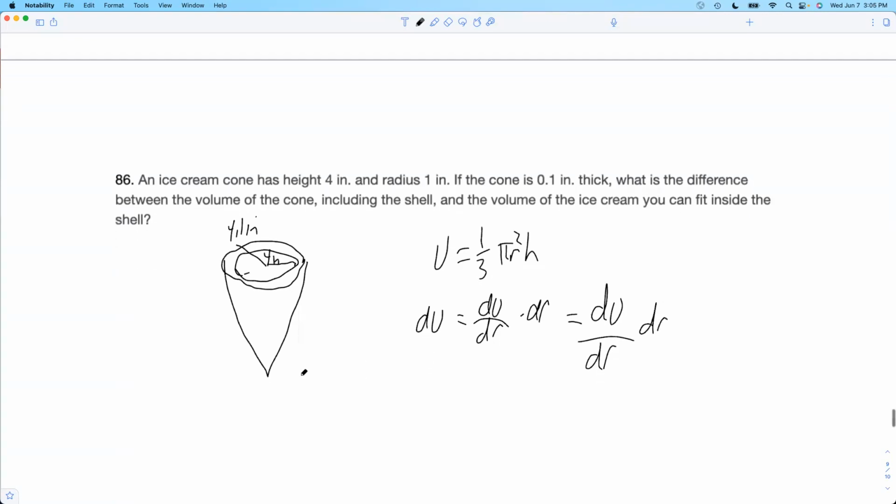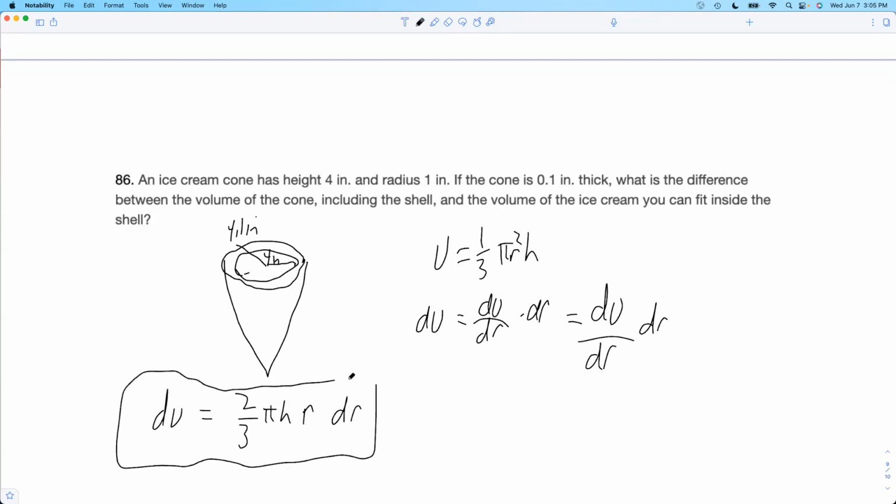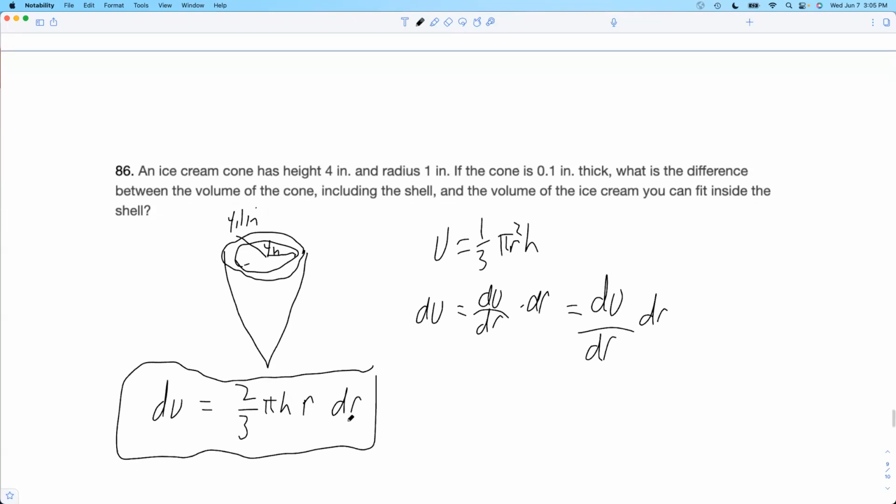And so let's write that out. My change in volume, my differential change in volume will be, take this guy's derivative with respect to R. H is just a constant, pi is just a constant. That 2 is going to come down front. And then drop that power down by 1, R times dr. That's my differential. Our differential is a function that has your independent variable in it and has a dr on it.